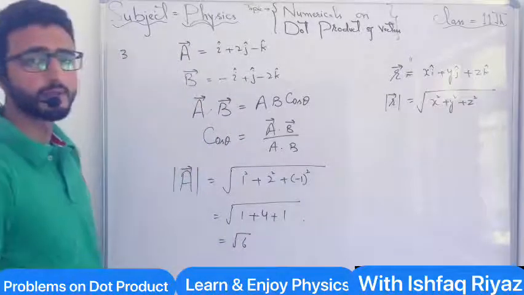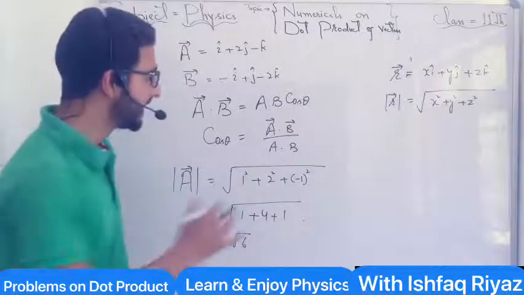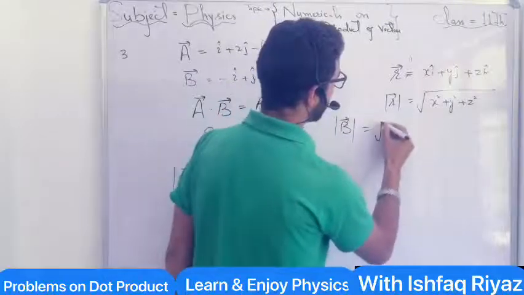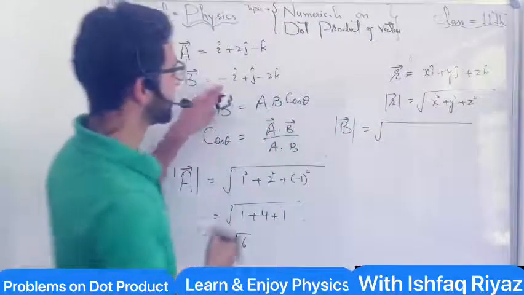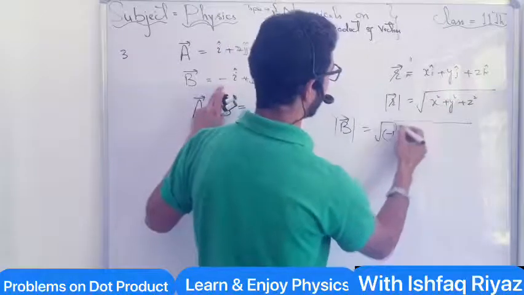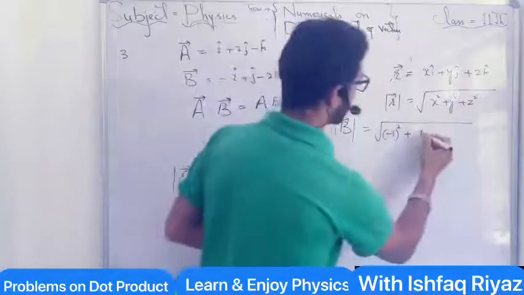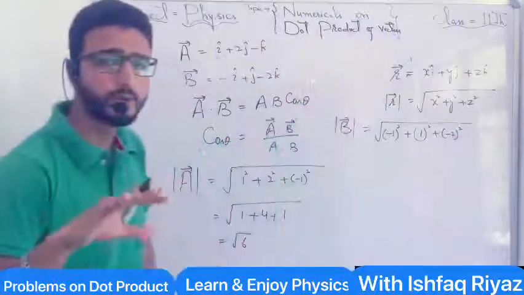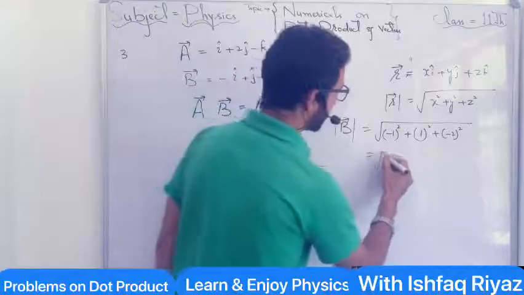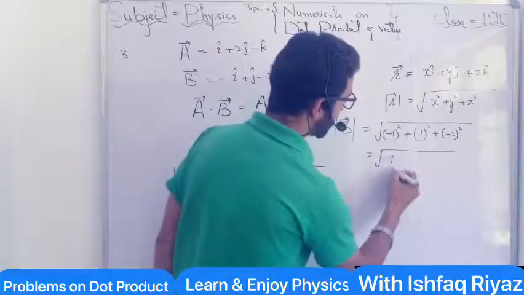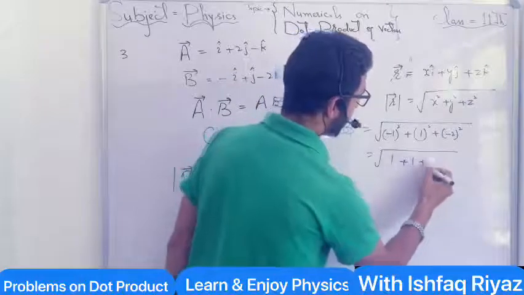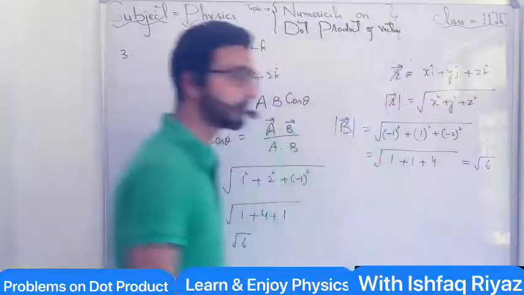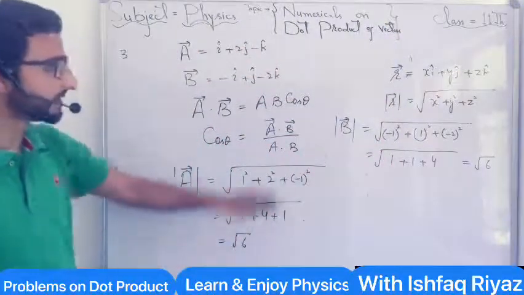Now, this is magnitude of B. Are you following the steps or not? Simple. Now, how to calculate the magnitude of B? That will be simply given by under root of minus 1 square, plus 1 square, plus minus 2 square. This is how we calculate the magnitude of B. Minus 1 square is equal to 1, 1 square is 1, minus 2 square is plus 4. Again, it is equal to root of 6. So you can see here, magnitude of A is equal to magnitude of B.